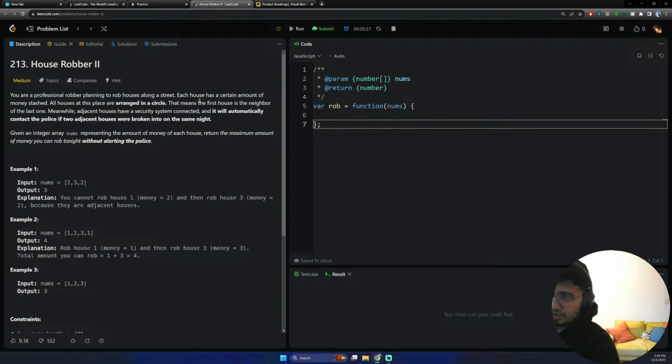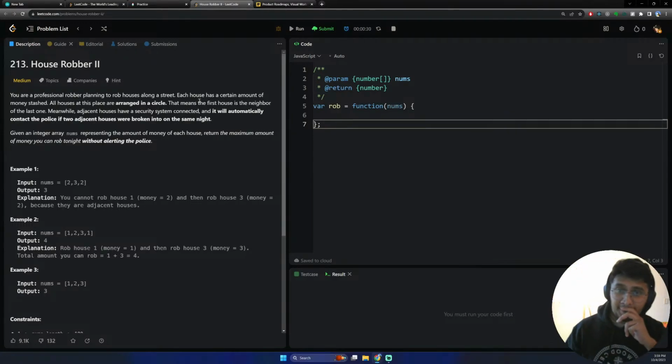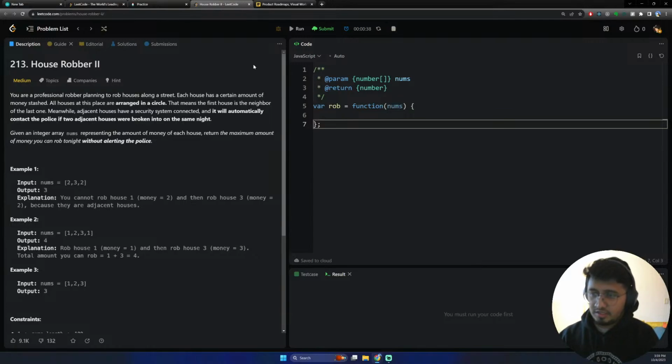I saw the video from Neetcode, and after looking at that, I still think it's a bit difficult to come up with such a solution during an interview. But we are here to just practice and get that thought process going in our head so that when we see such a problem, we can come up with such solutions.